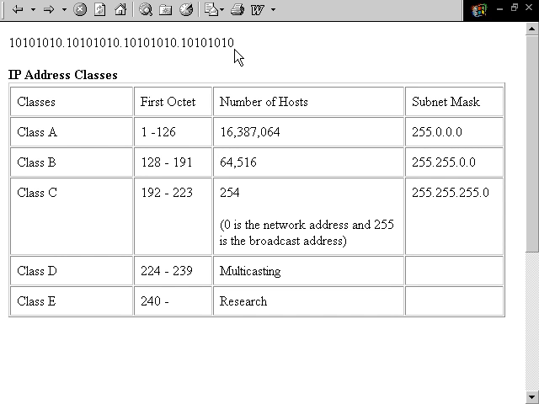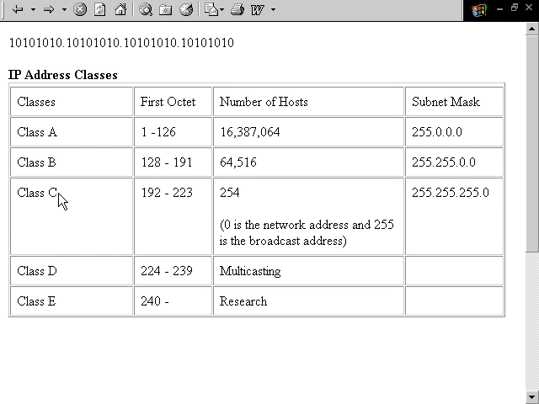That would be called a Class A address, and if we look at the number of hosts, it would give us over 16 million that we could possibly assign. If we had a Class B address, the first 2 octets would be designated as the network number, and that would leave the group the last 2 octets to assign individual hosts. That would give us 64,516 total hosts that we could assign for a Class B address.